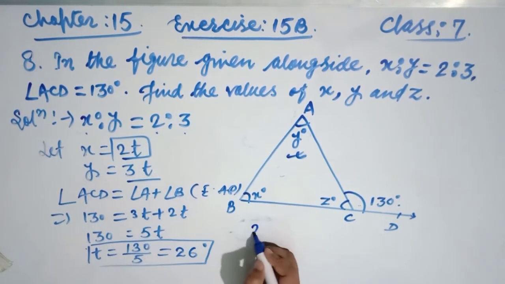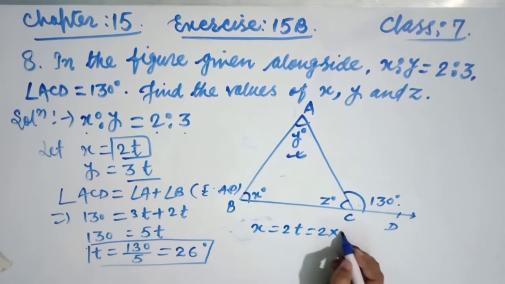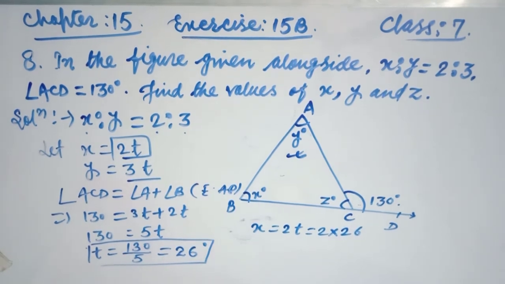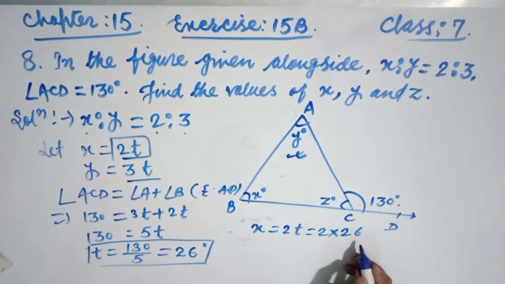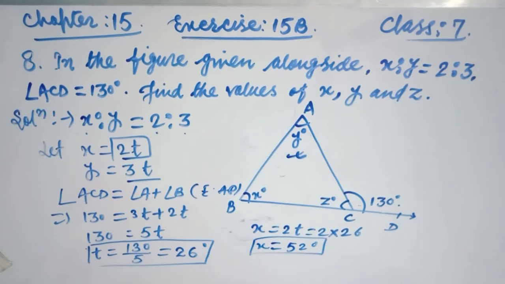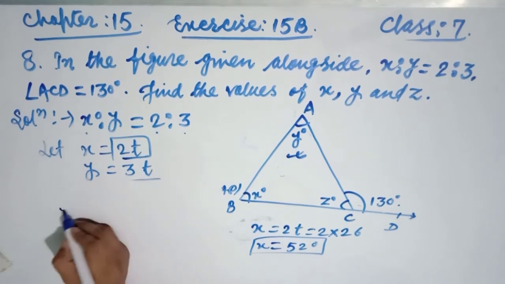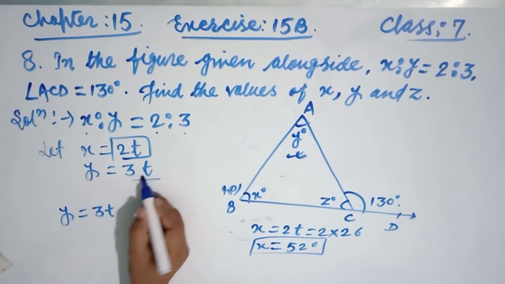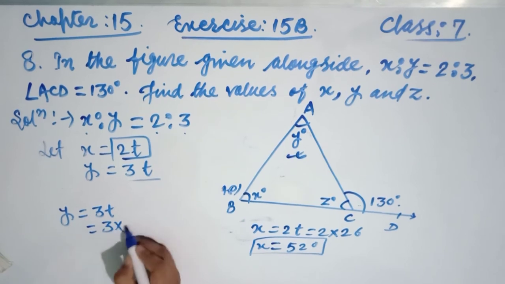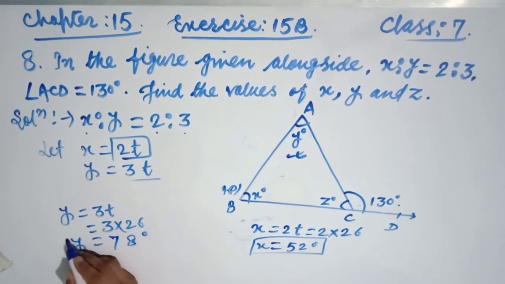Now first find the x degree. x is equal to 2t, 2 multiplied by the value of t, which is 26. So this is 52 degree. The value of x is 52 degree. Then y: y is equal to 3t. The value of t is 26, so 3 times 26 is 78 degree. y is 78 degree.